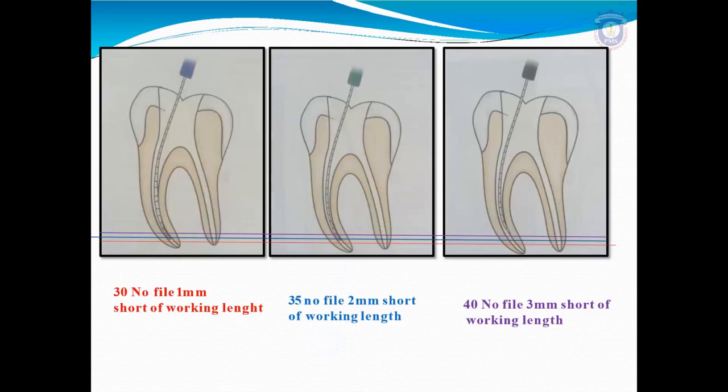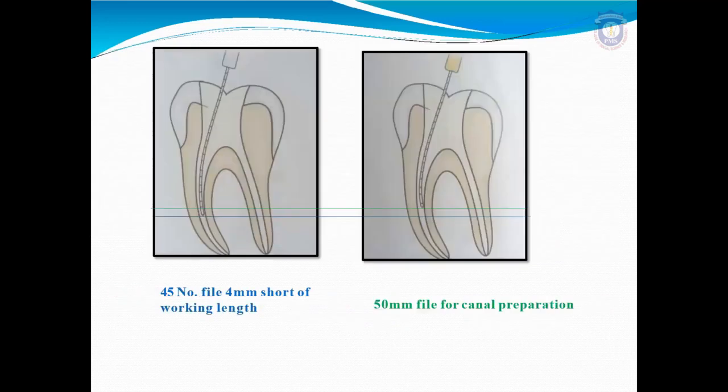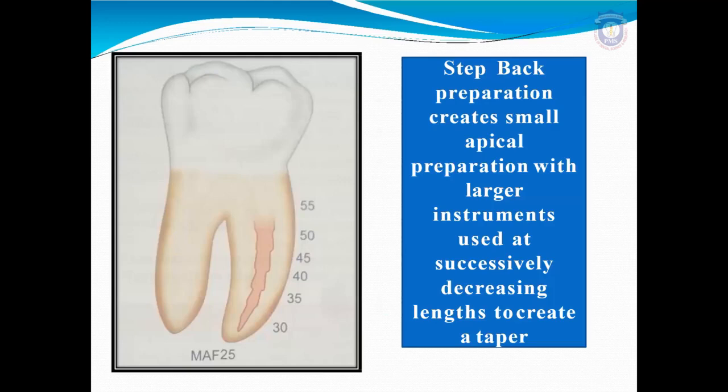A 30 number file is used 1 millimeter short of the apex, 35 number file is used 2 millimeter short of the apex, and 40 number file is used 3 millimeter short of the working length. As seen in the diagram, a 45 number file is used 4 millimeter short of the working length, and a 50 number file is used for canal preparation. Step-back preparation creates a small apical preparation with larger instruments used at successively decreasing lengths to create a taper.